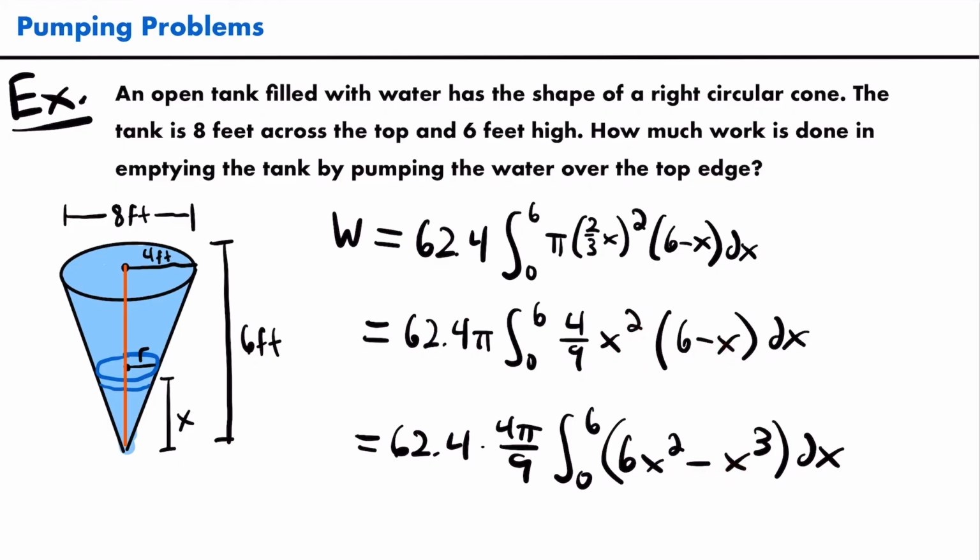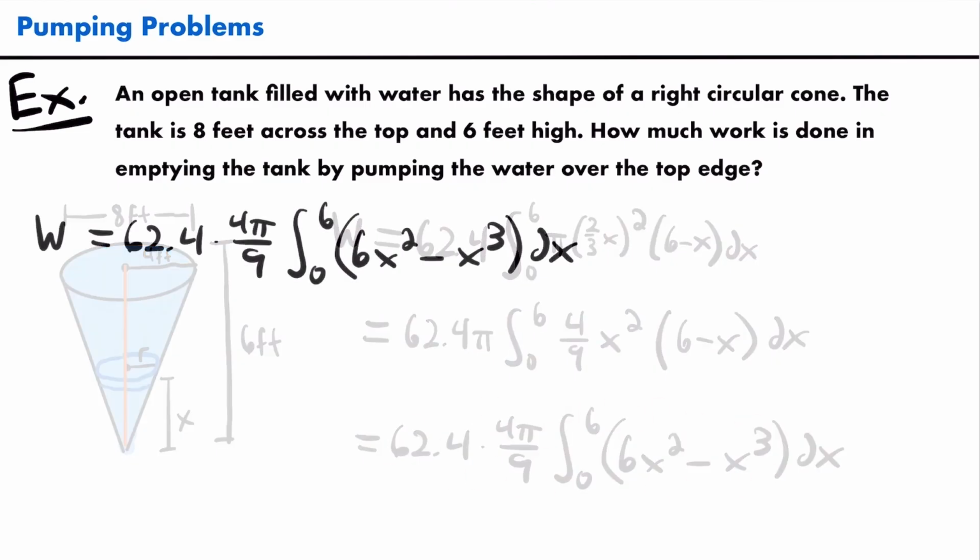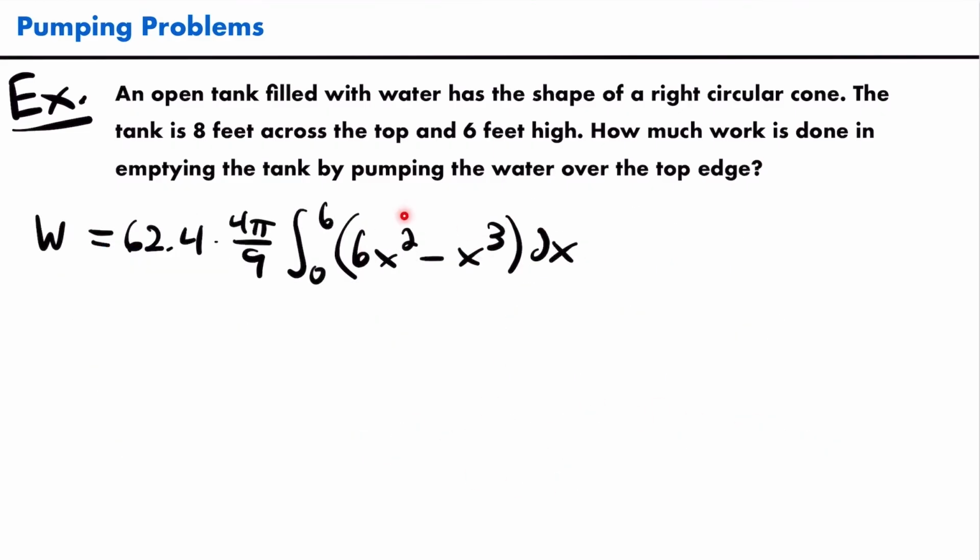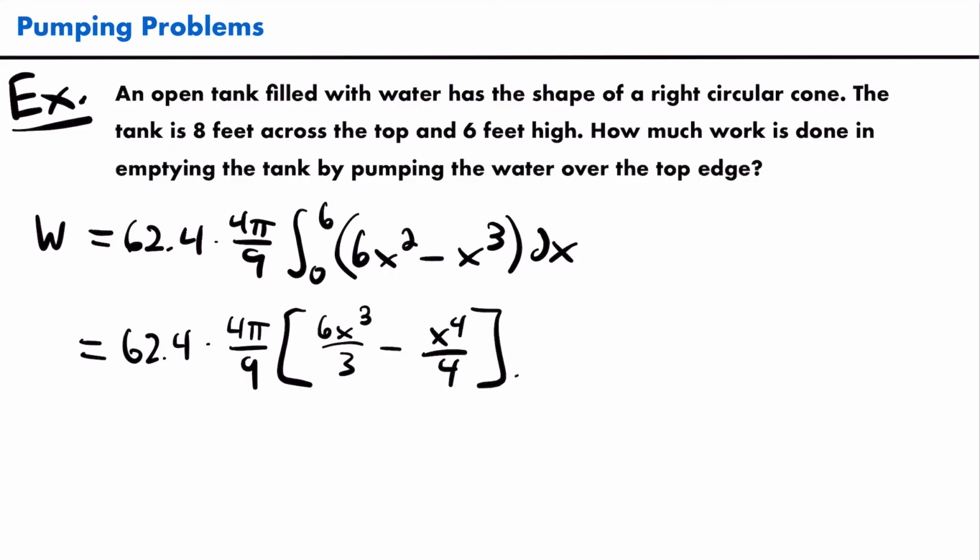Okay, and so now at this point, we don't really need our drawing of our cone anymore, and so I'm going to erase that, and we're going to spend the rest of the time solving this definite integral. All right, and so if we integrate each of the terms in this definite integral by using the power rule of integration, we will have that this is equal to 62.4 times 4 pi divided by 9 times 6x cubed divided by 3 minus x to the 4th power divided by 4 evaluated from 0 to 6, right? So we add 1 to each of these exponents and then divide by their new exponents. Okay, and so 6 divided by 3 is equal to 2, so we can rewrite this to be 2x cubed.